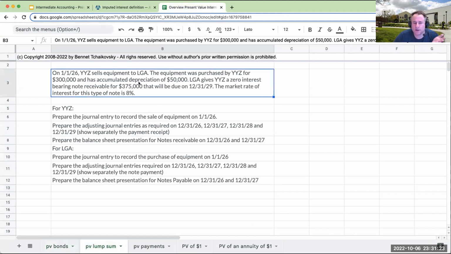On January 1st, 2026, YYZ sells equipment to LGA, love the airports. The equipment was purchased by YYZ for $300,000 and has accumulated depreciation of $50,000. LGA gives YYZ a 0 interest-bearing note receivable for $375,000 that will be due on 12/31/29. The market rate of interest for this type of note is 8%.